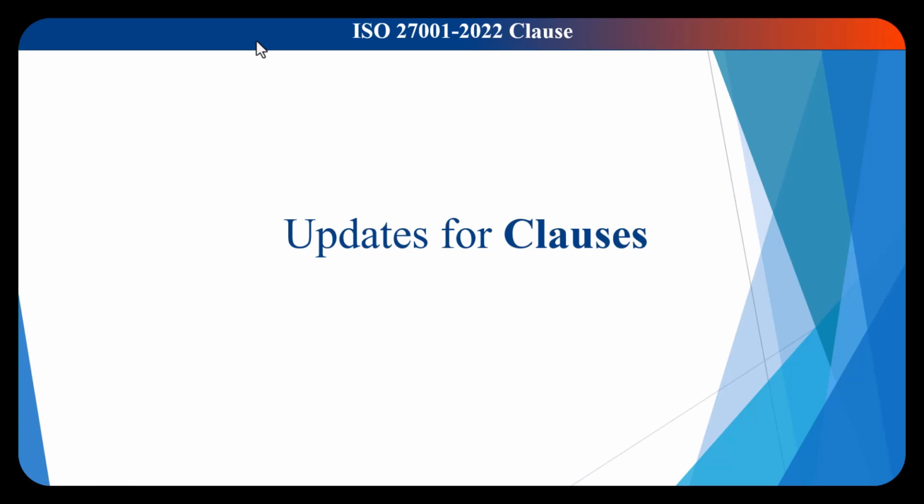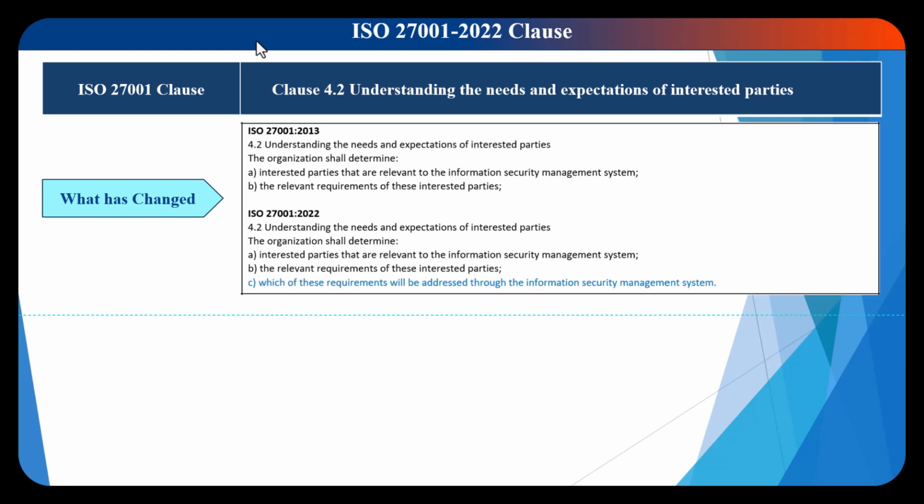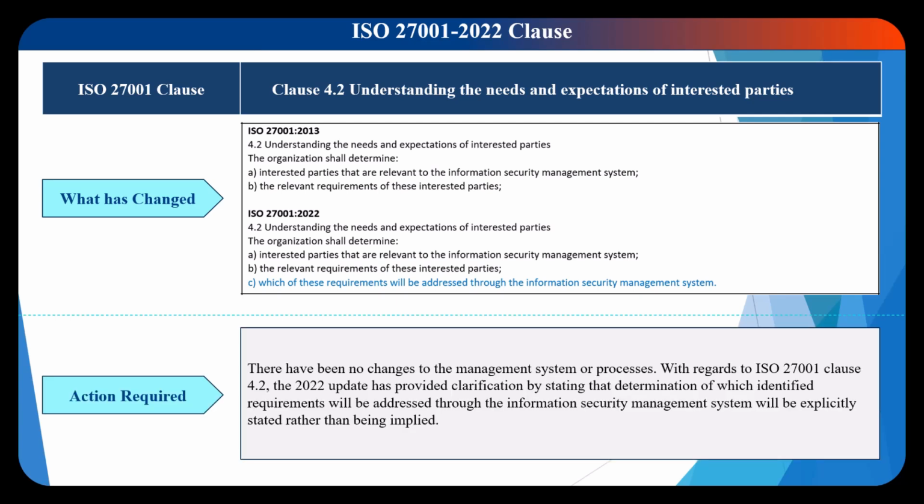All right, let's go through the details of these updated clauses. Let's talk about clause 4.2. The only thing changed in clause 4.2 is section C, which talks about the information security requirements. This version is to document the action required. The action required in this version is to identify and document explicitly what requirements the security management system will address.